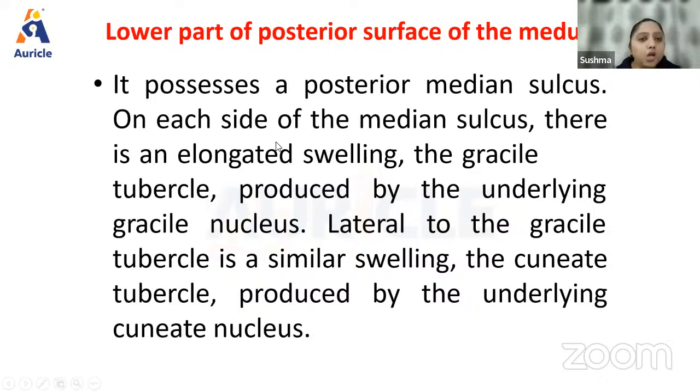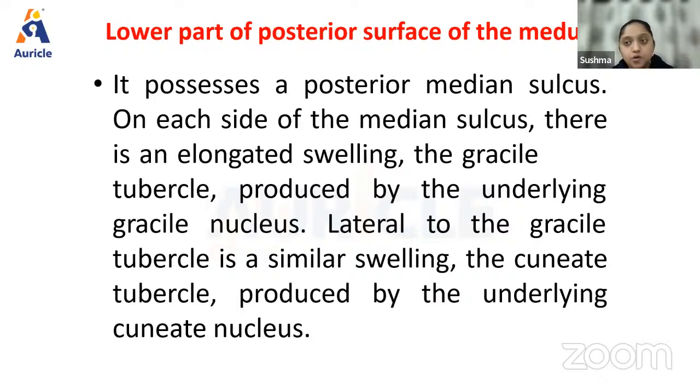Now, the lower part possesses a posterior median sulcus. On each side of the sulcus, we have the gracile tubercle produced by the gracile nucleus. Lateral to the gracile tubercle, I have the cuneate tubercle produced by the underlying cuneate nucleus. Anything that is ringing in your head when I say gracile and cuneatus? Anything that comes to your mind at all? What is coming to your mind when I say gracile tubercle or nucleus gracilis?